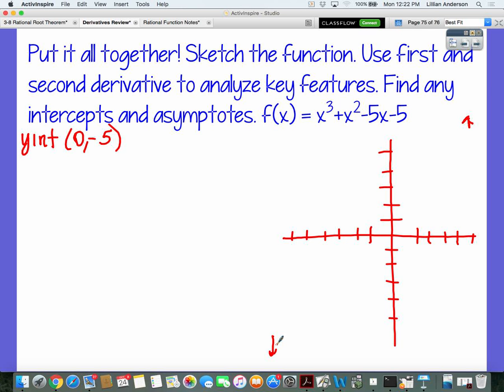Now, let's apply the first and second derivative. With the first derivative, we need to find our extrema, see if there's any maxes or mins in this problem. Because we don't really worry about the x-intercepts, that's not really the concern. The concern more is where the maxes and mins are and where the function is increasing or decreasing. So find the first derivative of this function, set it equal to 0, find out where it's increasing and decreasing, and determine my extrema. Do that now.